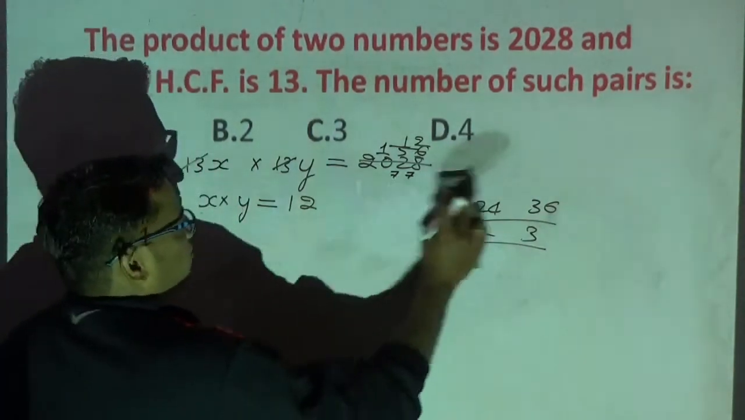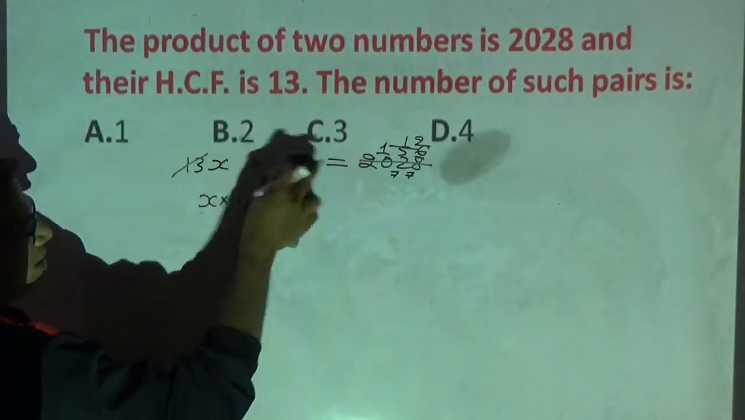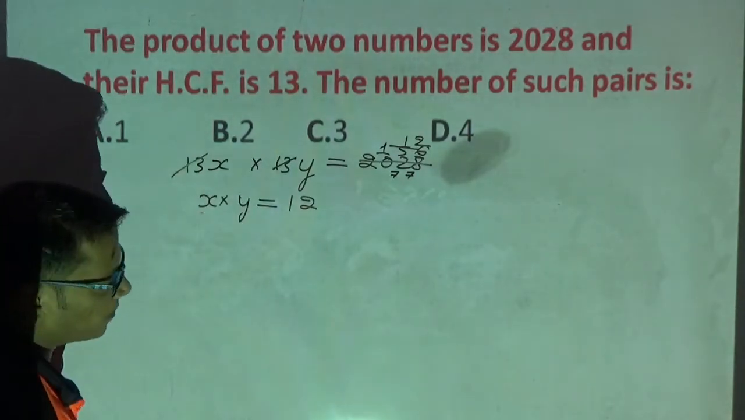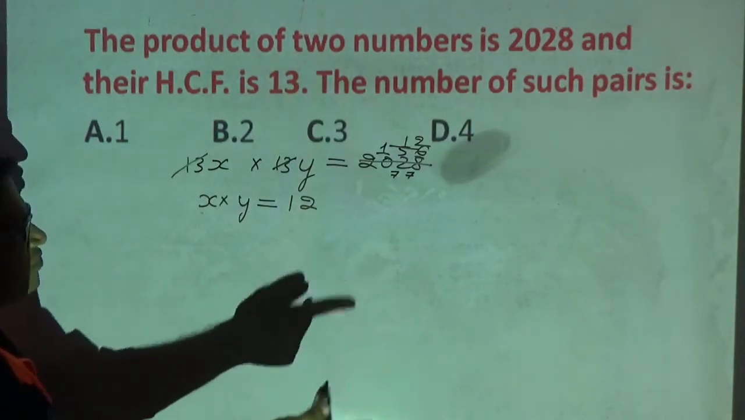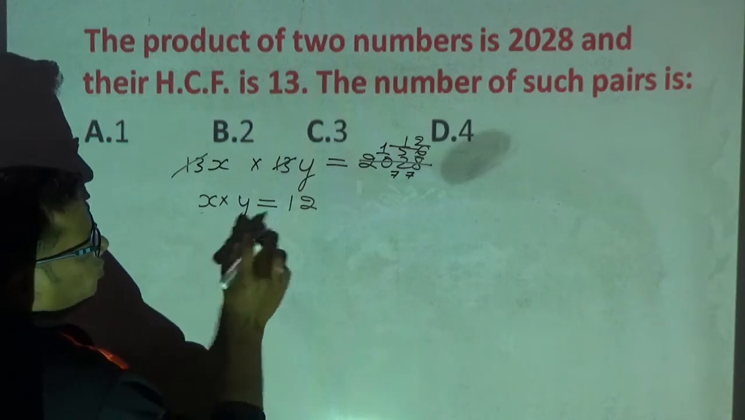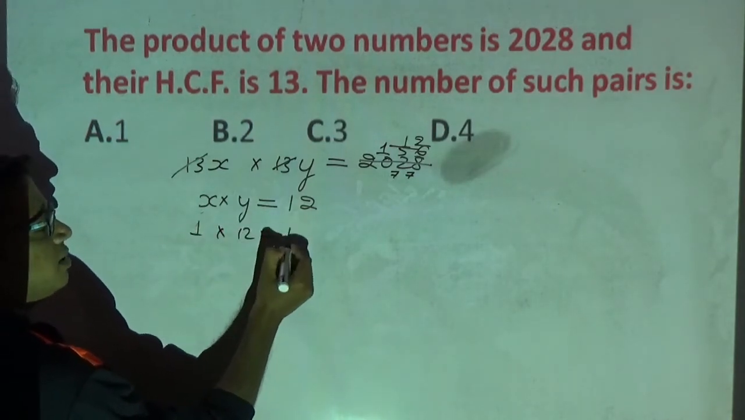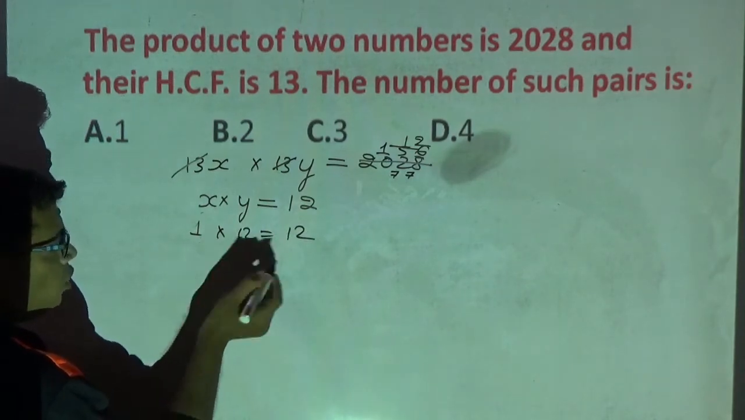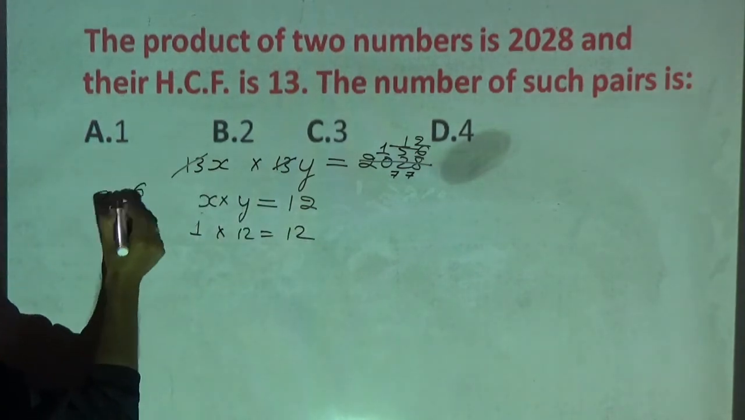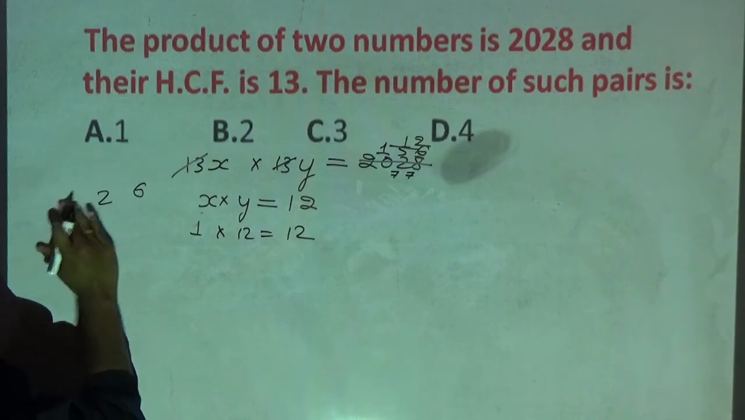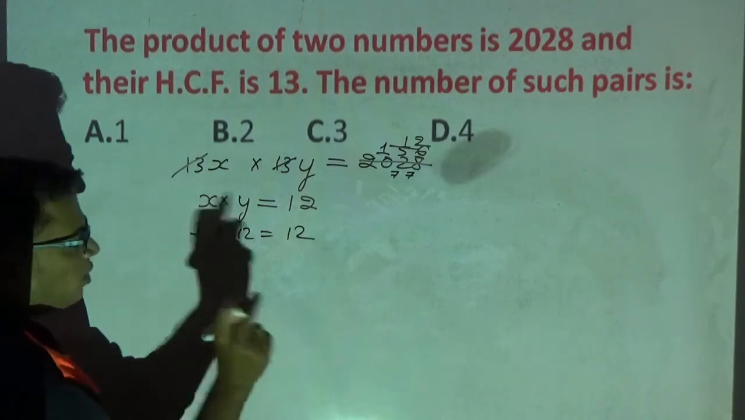Similarly, in this example, I have simplified with the HCF. Then these two are co-prime. What do you mean by co-prime? HCF should be 1 between them. You have to pick such numbers now. See, 1 into 12 is 12. Then 2 into 6 you don't pick, because for 2 and 6 the HCF is not 1. You have to pick co-prime numbers only.